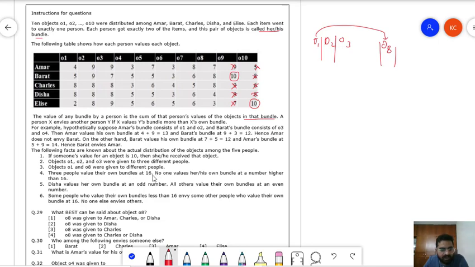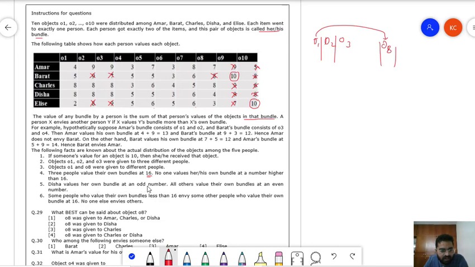3 persons value their bundles at 16. No one values his or her bundle higher than 16. 16 ke liye, this is possible. So 16 se jyada nahi ho sakta, so I'm crossing these numbers. I'm crossing this one also. I'm crossing these two numbers also. Okay. So Bharat ke liye, in dono ke liye 16, 16 ho sakta.